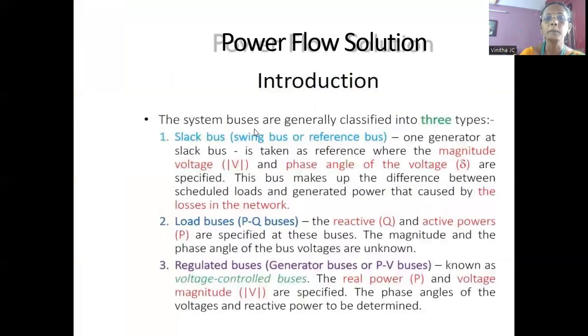Here the types of buses are specified. The first is called the slack bus, swing bus, or reference bus; one of the generator buses is taken as the reference bus. For this bus, the magnitude and phase angle of voltage are specified. After solving the load flow equations, we find the remaining parameters, the real power and the reactive power. The main purpose of the slack bus is to calculate the transmission line losses in the network.